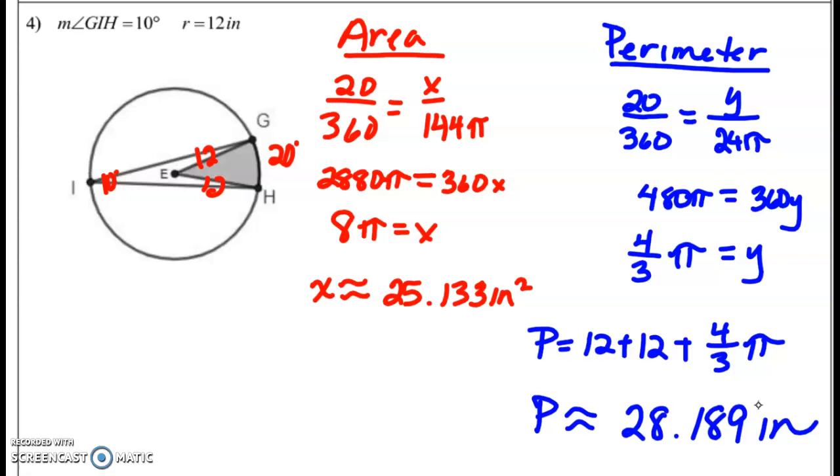And remembering everything that we've learned with angle measures, like this is an inscribed angle, so what does that mean to us? That means that the arc that's intercepted is twice as big.